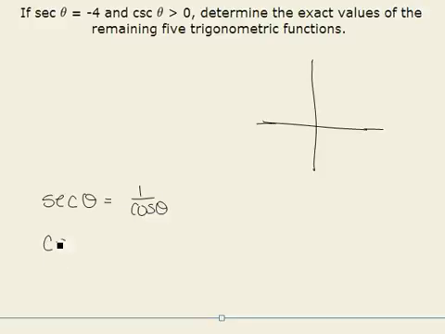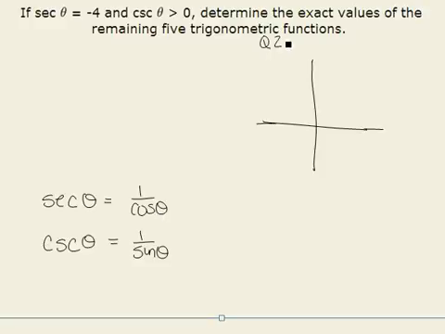Cosecant of theta is 1 over sine, and if the cosecant of theta is greater than 0, sine has to be greater than 0. So we're looking for the quadrant where the sine is greater than 0, but cosine is less than 0. That happens in quadrant 2.